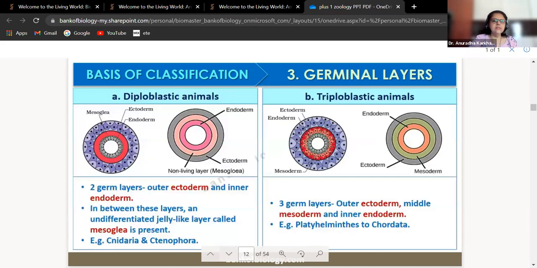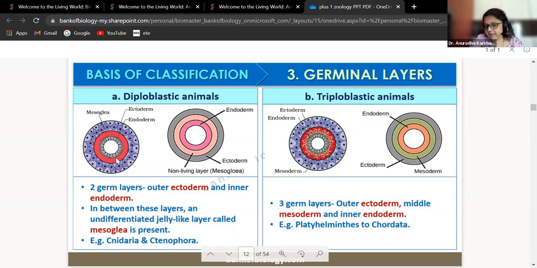Let us understand. See, diploblastic animals have only two germ layers, outer ectoderm and inner endoderm. Okay, in between these layers, an undifferentiated jelly-like layer called mesoglea is present. Example, Cnidaria and Ctenophora. Now here you can see these gray ones are ectoderm. These are the endoderm. And in between, there is this red colored layer, which is going to be called mesoglea.